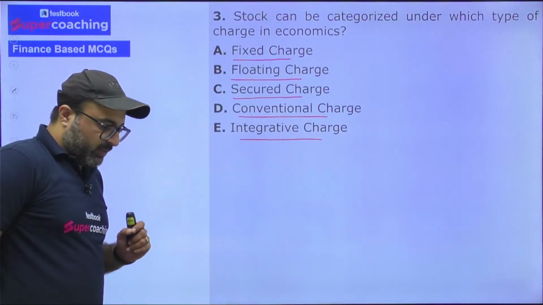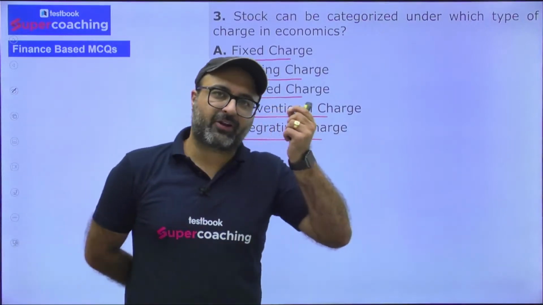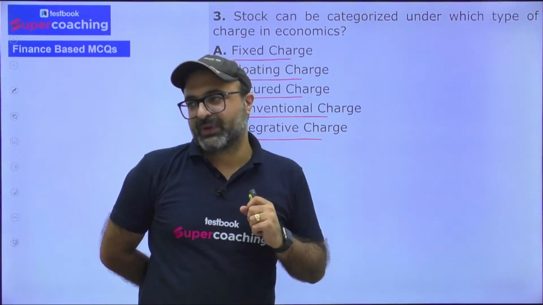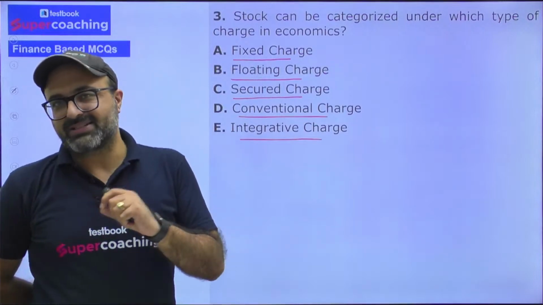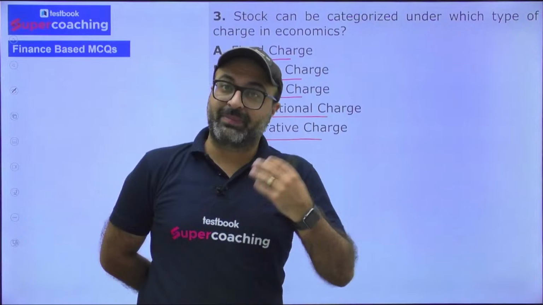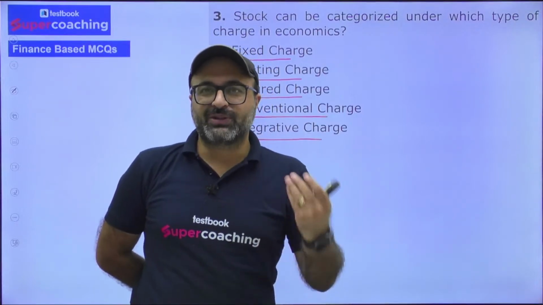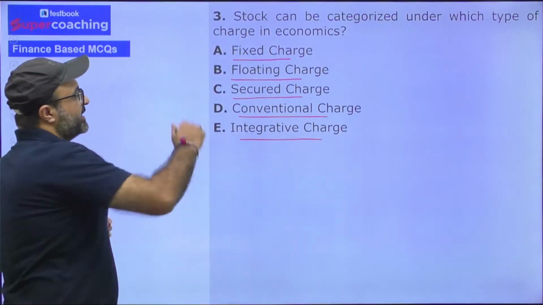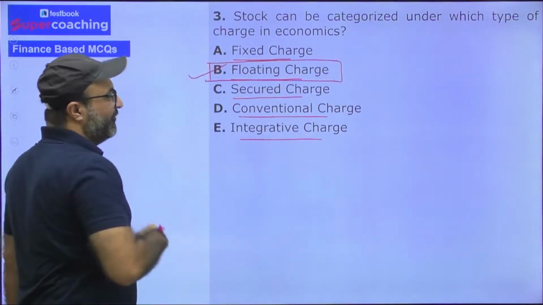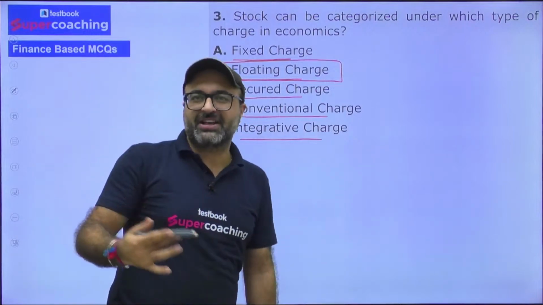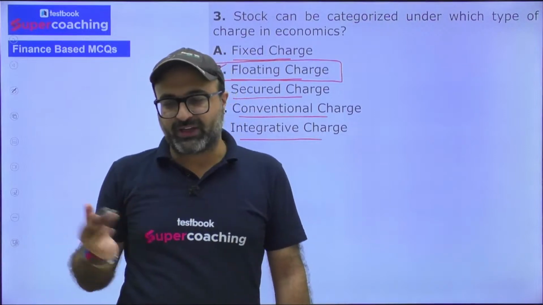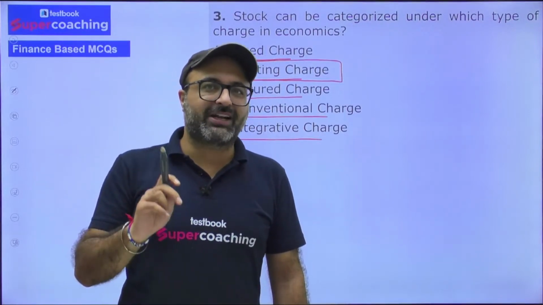Remember one thing, stock: if I take it in the manner of share, the price of share is changing on a regular basis. Secondly, if I take stock as a final good which is ready for sale, the price of the goods is also not fixed. It may change over the period of time. So in that particular case, I would say it is what type of charge? It is a type of floating charge, where the value of the asset is not fixed. It changes over the period of time. We call it floating charge.